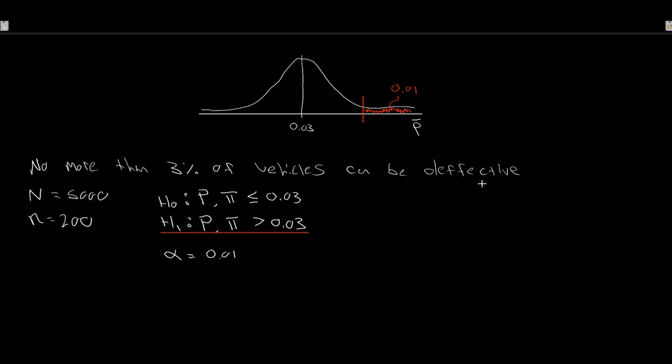We have this stated. Let's say that you now go and collect your sample. You sample your 200 vehicles, and you find that out of the 200 vehicles, 24 of them are defective. Is this a problem? Well, if we work out what that sample proportion is, 24 out of 200, that's 12%. That seems pretty bad. That seems like a lot of defective vehicles, 12% of our sample being defective.